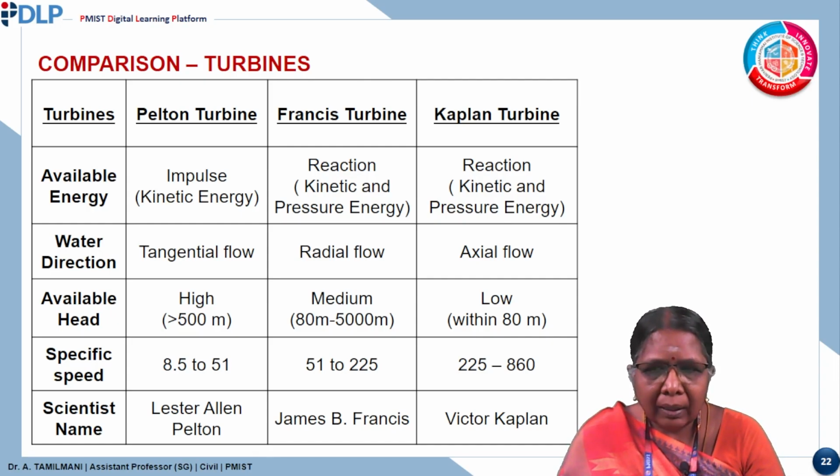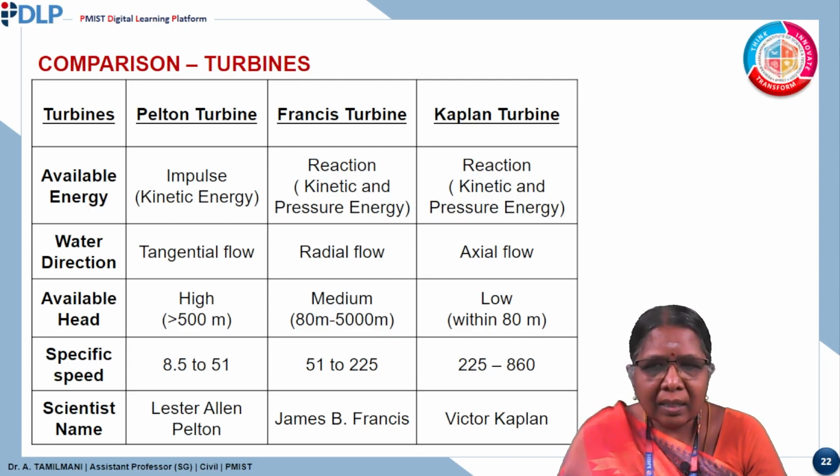So, the Pelton turbine, based on the available energy, is an impulse turbine. Based on the direction of flow of water, it is a tangential flow turbine. Based on the head available, it is a high head turbine. Based on the specific speed, the Pelton turbine is a low specific speed turbine. Based on the scientist, Lester Allen Pelton invented the turbine.